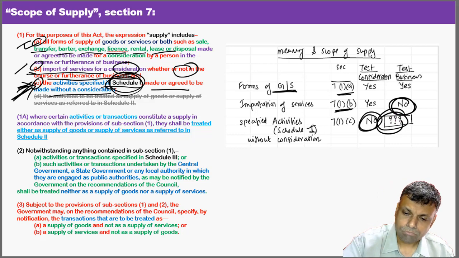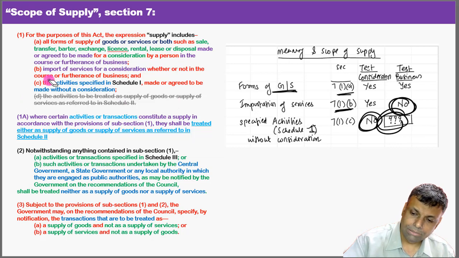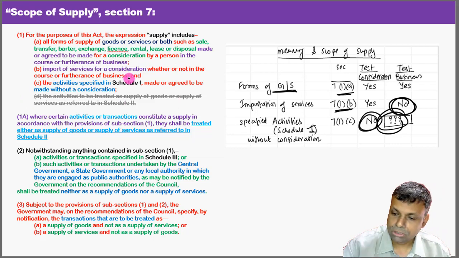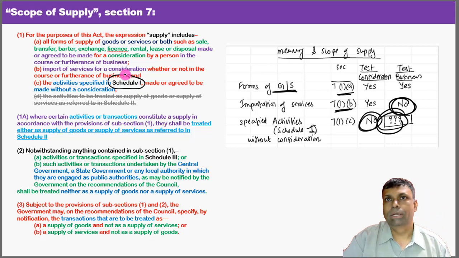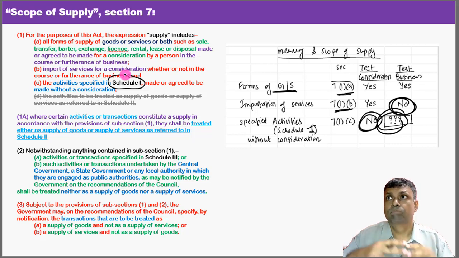And now the next thing that is required, point number 1, that should be kept in your mind is something called Schedule 1. Now this Schedule 1 is basically the list of transactions, those transactions which are without consideration but will be subjected to the GST obligations. So friends, this Schedule 1 is something that has always to be kept in your back memory.